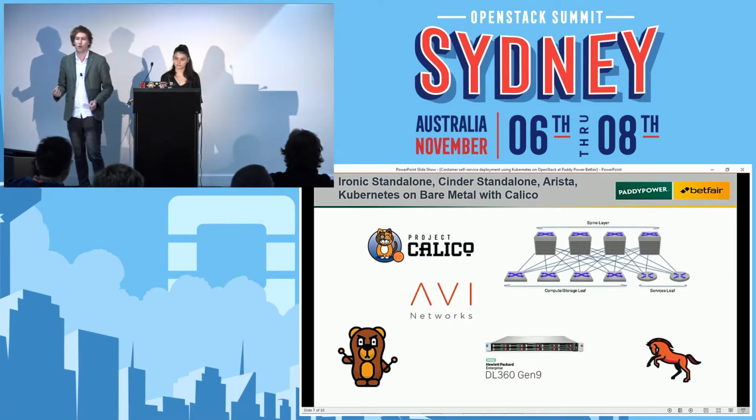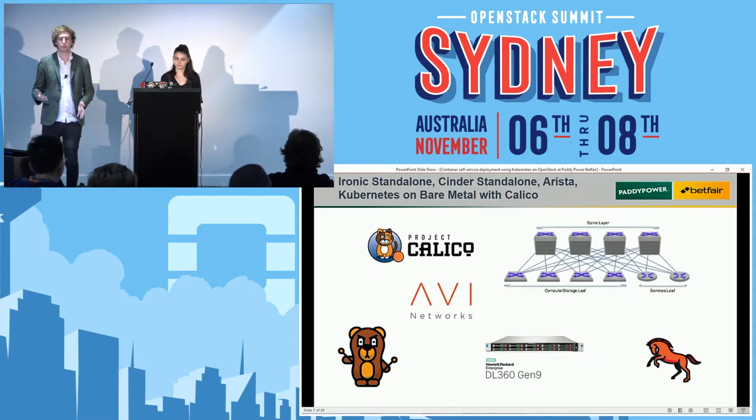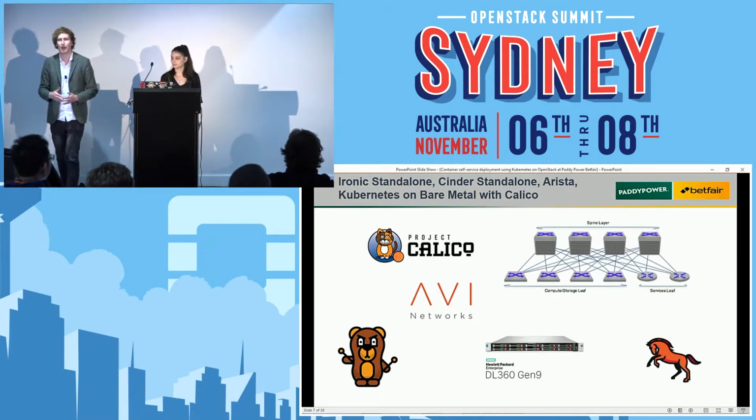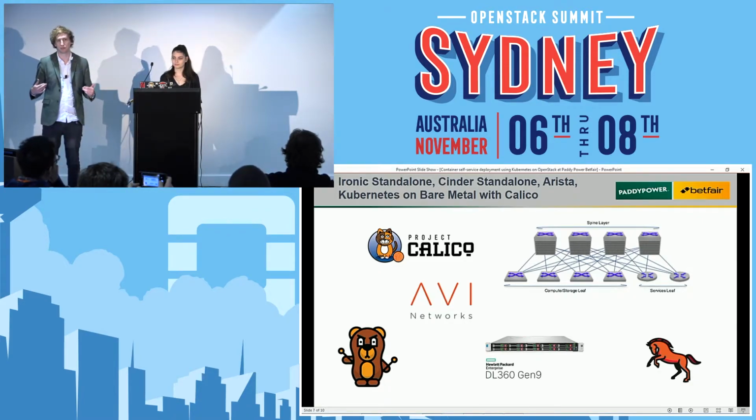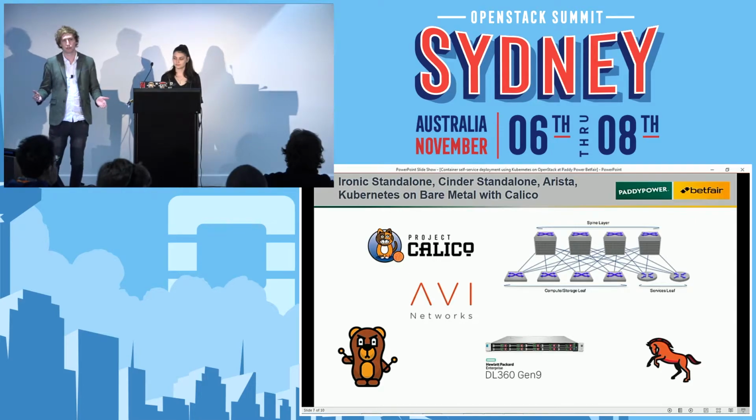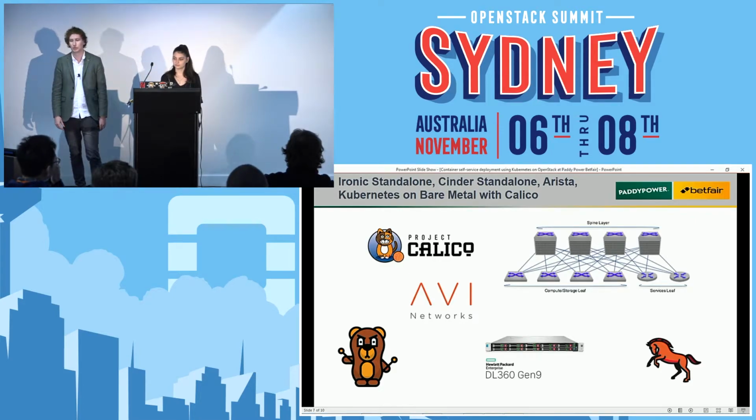So the other option that we're actually looking at and evaluating just now is, for me, virtual machines and Kubernetes don't really mesh well. I would like to install bare metal nodes and basically run minions on top of them. So we have Ironic Standalone.